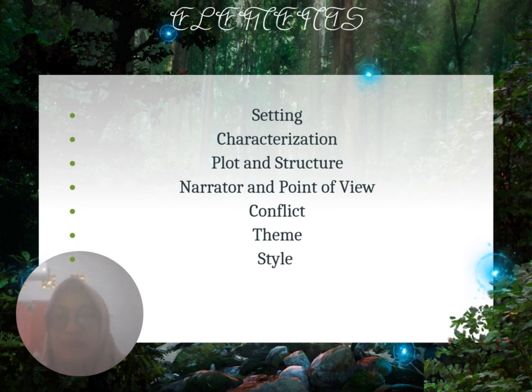What are the elements? Let's take a look. In a short story, we have setting, of course, characterization, plot and structure, narrator and point of view, conflict, theme, as well as style. Okay, guys, those are the elements, and we are going to describe them one by one.